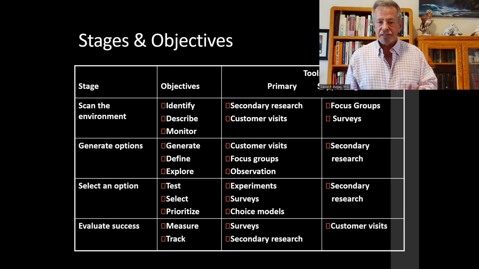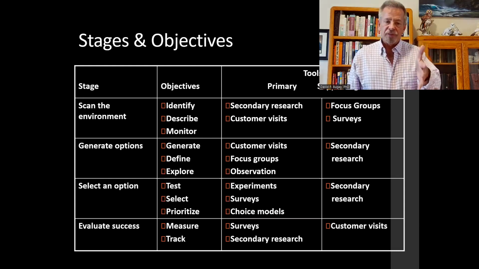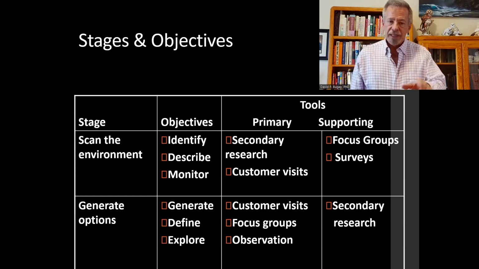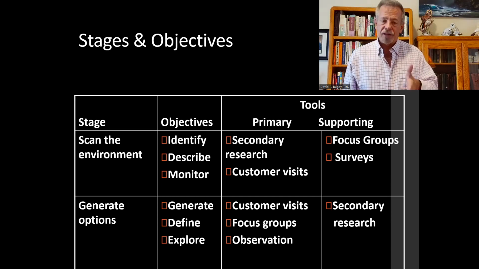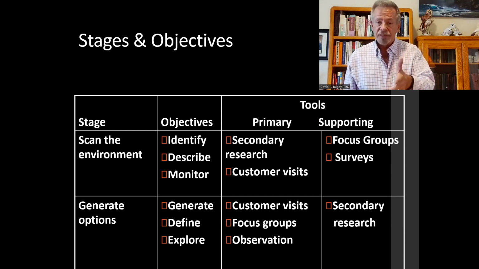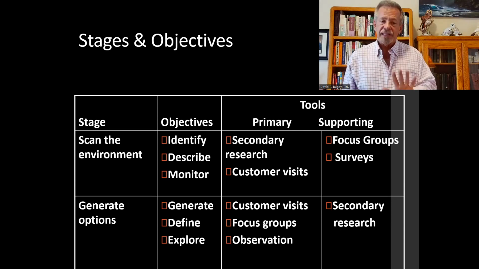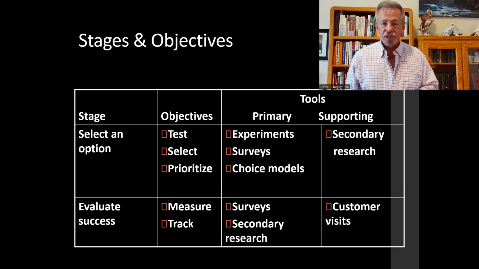Here's what we call the stages and objectives. You have 4 different stages and all the objectives that go along with them. Let me break this down a little bit. Stage, scan the environment; objectives, identify, describe, and monitor. You want to find out those 3 criteria for the environment. And then you're going to use different kinds of research: secondary research, customer visits, focus groups, surveys. Generate the options. Focus in on all the different aspects of the stages and objectives that you want to generate from it.